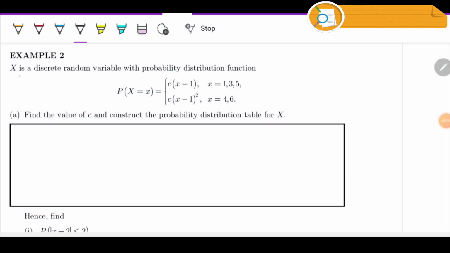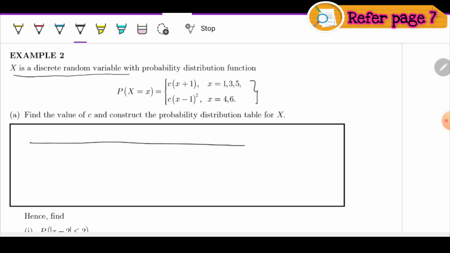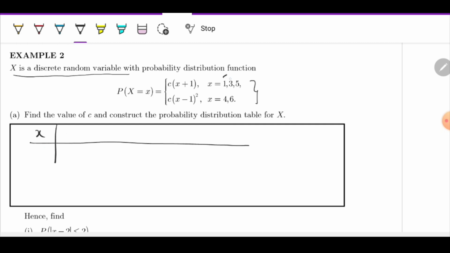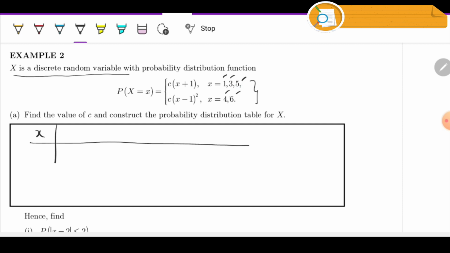Example 2. X is a discrete random variable with the PDF function. Firstly, if we have a discrete random variable, we can convert it into a table. So, draw a row, and the first row represents X. So, X, we start from 1, 3, 4, 5, and 6. And the second row is for the probability.